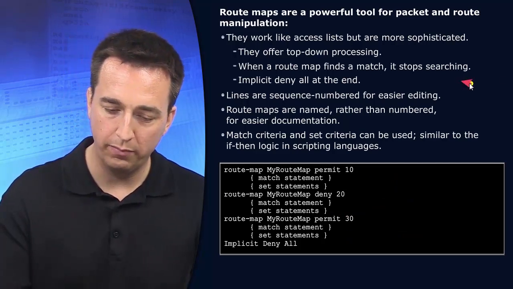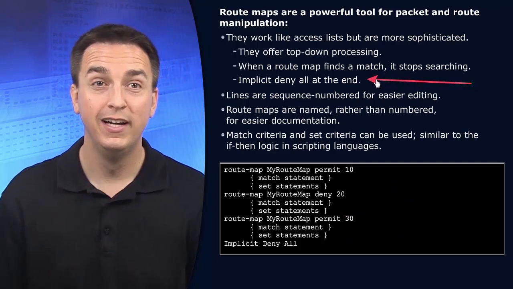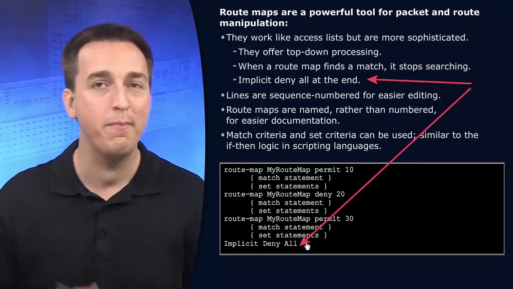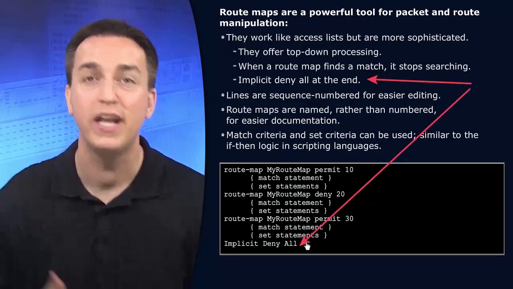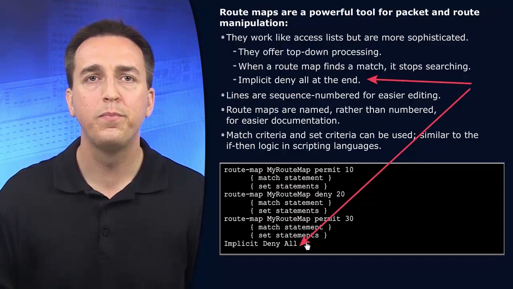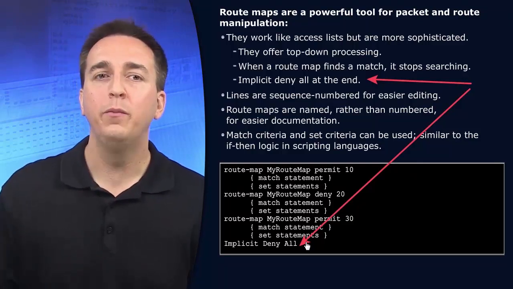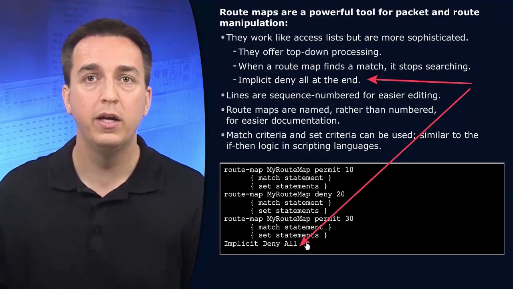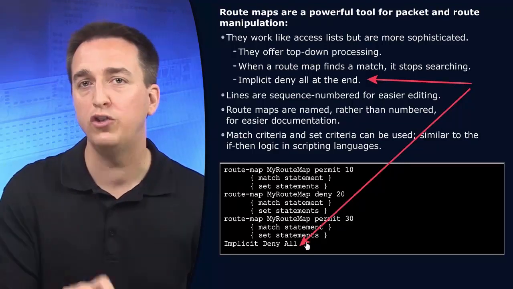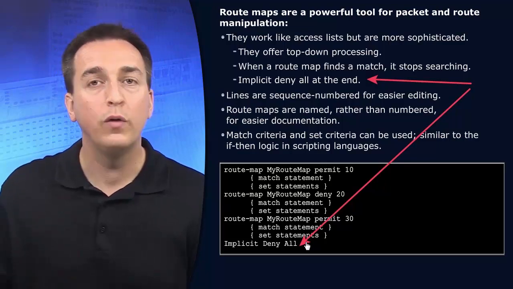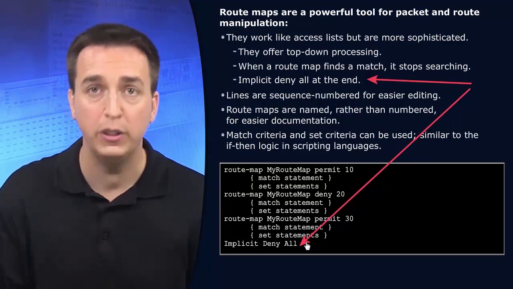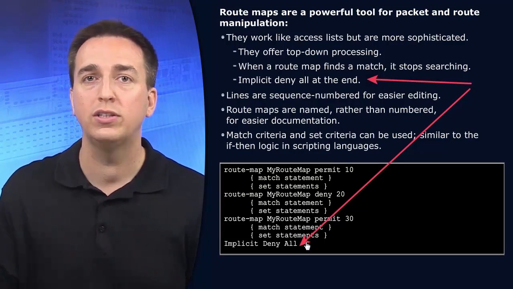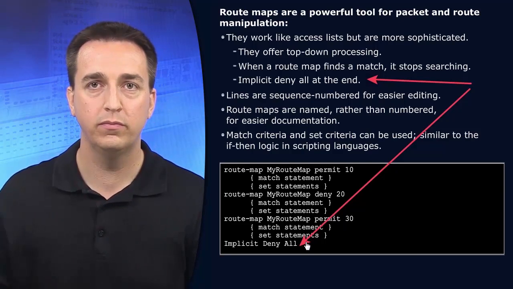And we have that all-important implicit deny all at the end. So if we do not match sequence 10, we do not match sequence 20, we do not match sequence 30, we are denied. But you want to be careful here, because deny doesn't mean drop, per se. It all depends on what you're using the route map for. For example, if you're using the route map for redistribution, then the implicit deny all says do not redistribute. That's what it means.